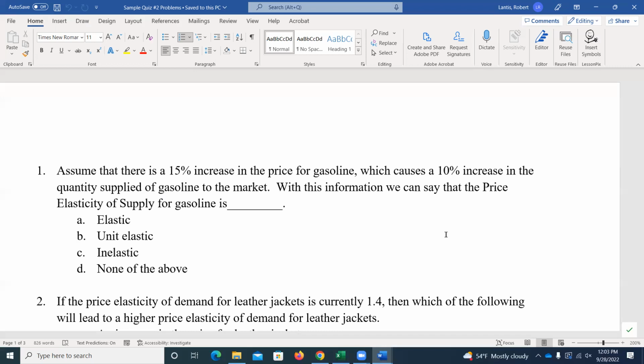We'll take whatever the change is in quantity and divide it by the average of those two quantity values. So how do I find the average of two numbers? I simply add them up and divide by 2. And then I'm going to divide that by the change in price divided by my average price.